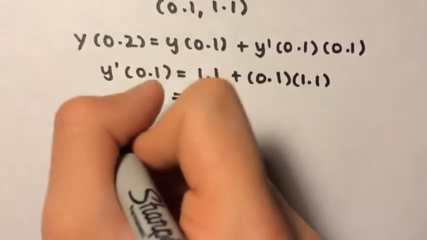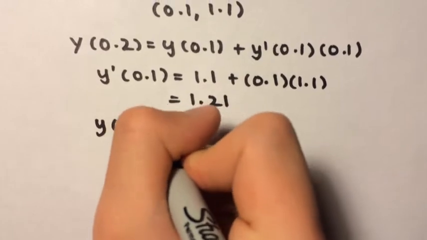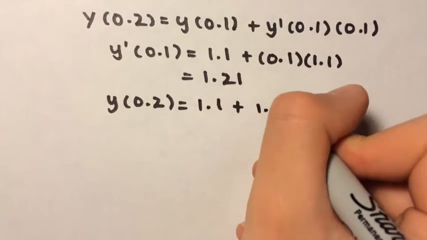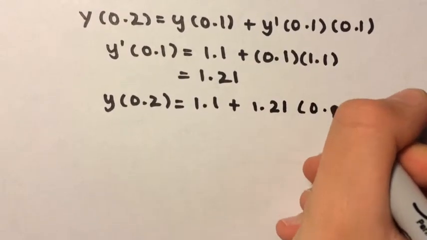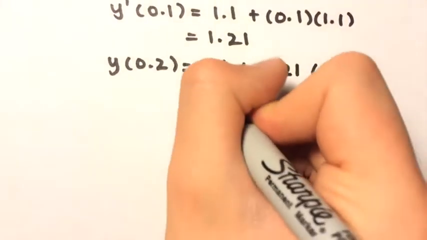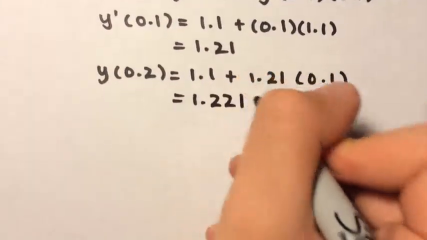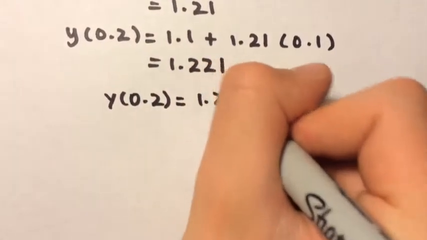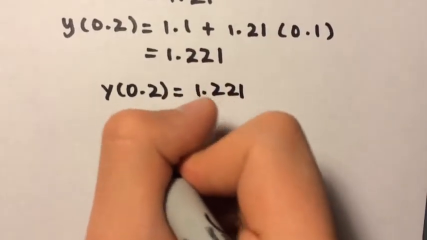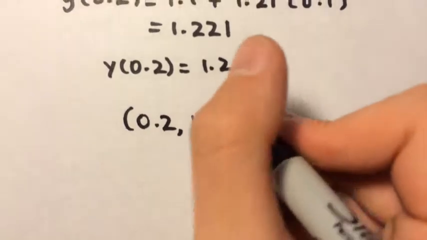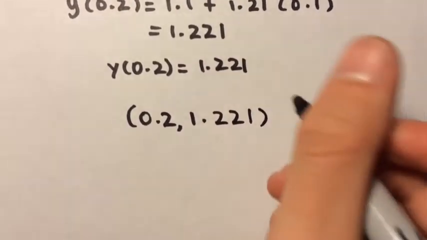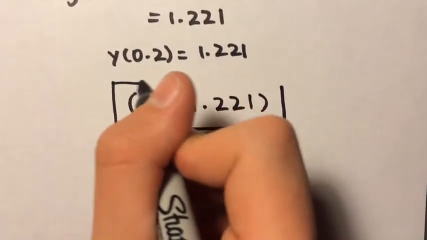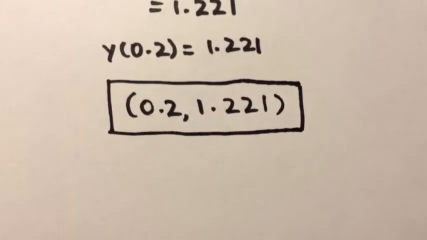Now we can plug y prime of 0.1 into the Euler's method equation. Y of 0.2 equals 1.1 plus 1.21 times 0.1, which is the step size. We do the algebra and find that y of 0.2 equals 1.221. This is what results from using Euler's method with a step size of 0.1. But remember, this is only an approximation, and the only way to find the exact answer would be to plug it into your calculator. The answer to the question is 0.2, 1.221.